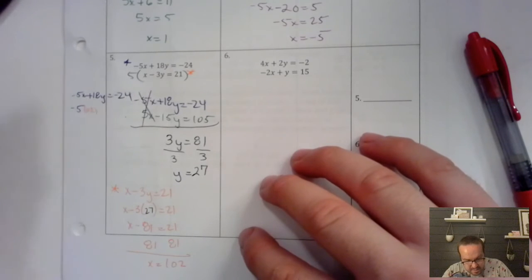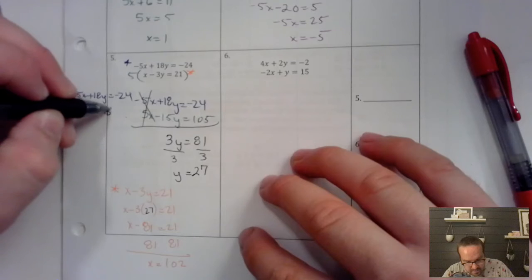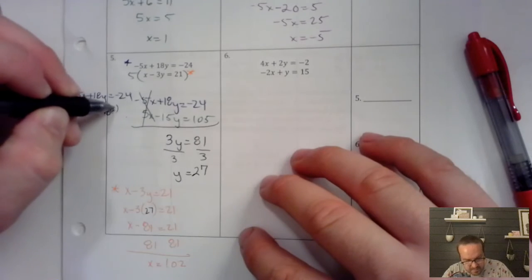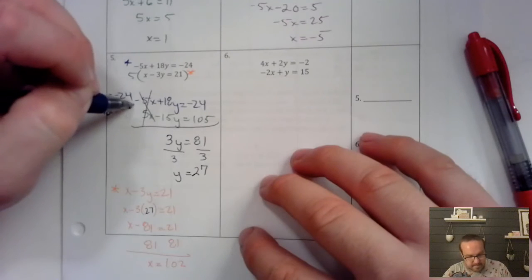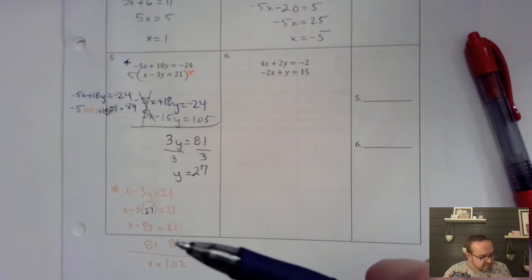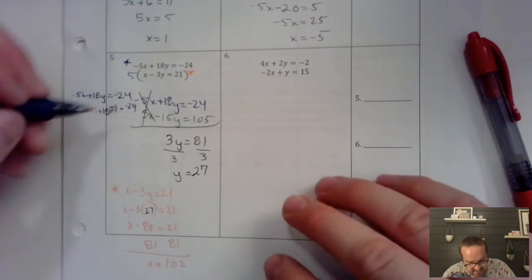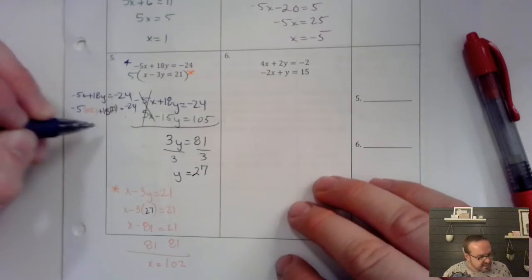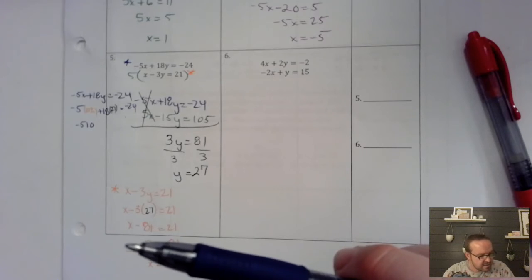plus 18y, y was 27, and that equals negative 24. So 5 times 100 is 500, so 5 times 102 should be 510. So that's negative 510, and then we have 18 and 27.